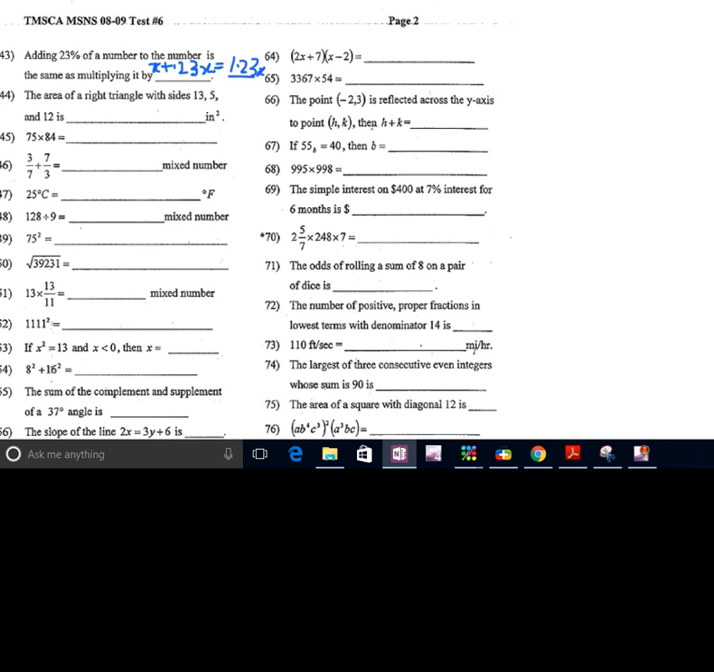So that's the answer. The area of a right triangle with sides 13, 5, and 12 is. Let's say this is our right triangle. So 5, 12, and 13, right? So these are the 3 sides. The area of a triangle is half base times height. So the side with the length 5 is the base, and height is 12. So 5 times 12 is 60.